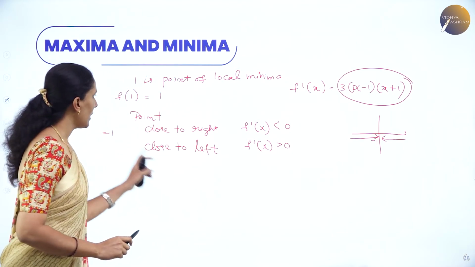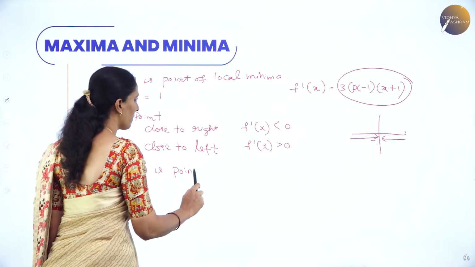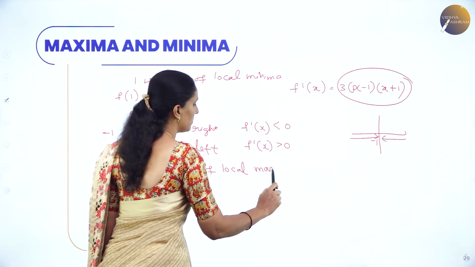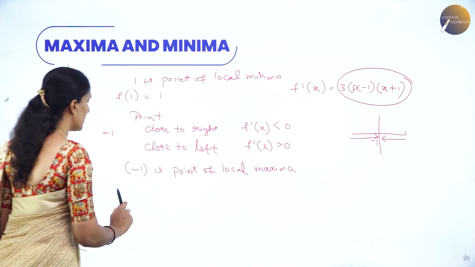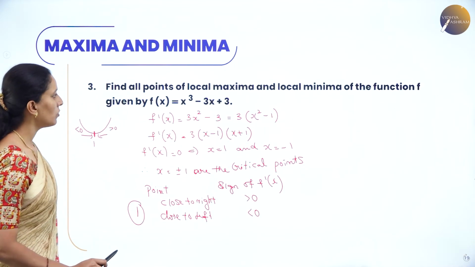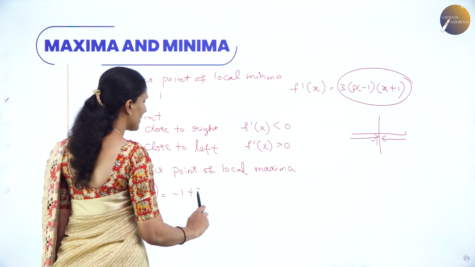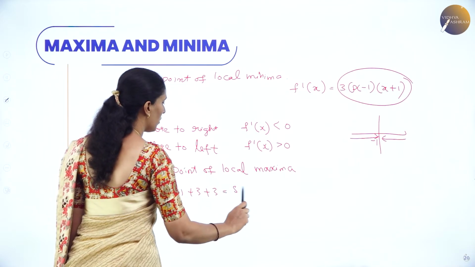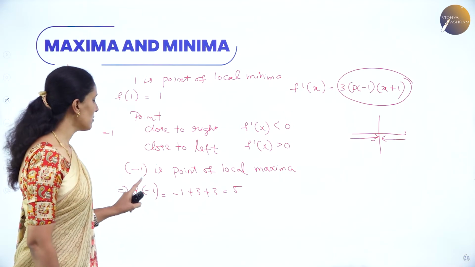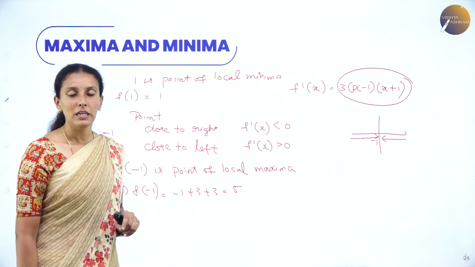So thus we can say minus 1 is a point of local maxima. So f of minus 1, if you take the function x cube minus 3x plus 3, becomes minus 1 plus 3 plus 3, which is equal to 5. So 5 will be the maximum value and the point of maxima is minus 1, and 1 will be the minimum value and the point of local minima is 1.